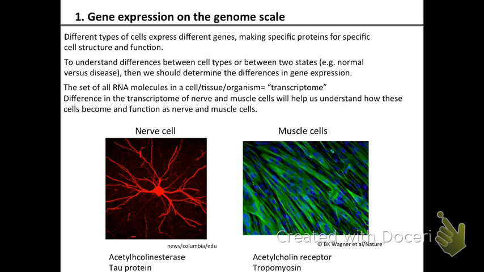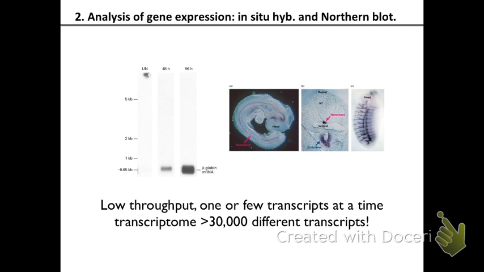That makes sense. All right, and one of the examples is that in nerve cells you find genes that are expressed, such as acetylcholinesterase and tau protein, and in muscle cells other genes are expressed, such as acetylcholine receptor and tropomyosin, right? Those are just two examples, but you expect that many different genes would be differentially expressed. Differentially expressed means expressed differently in the two samples that you're comparing. All right, so far so good.